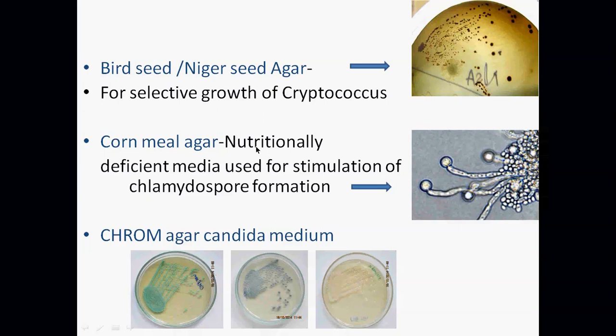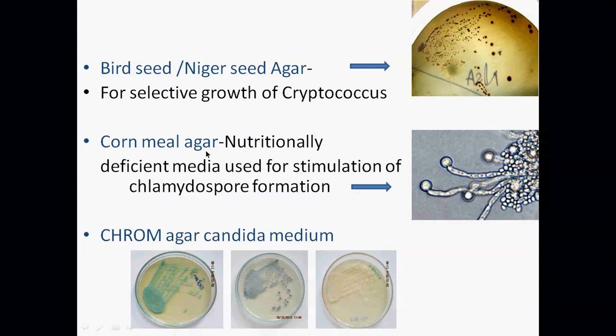Now, there are some nutritionally deficient media which are used for stimulation of chlamydospore formation or resting stages of the fungi, mainly used for growing yeast-like fungi like Candida, and depending upon the structure of chlamydospores, the fungi can be further identified.